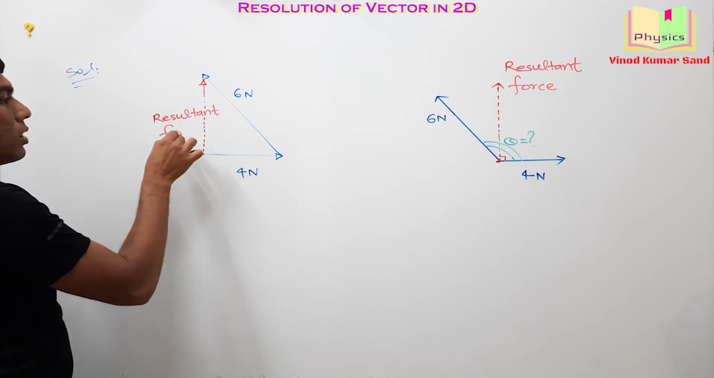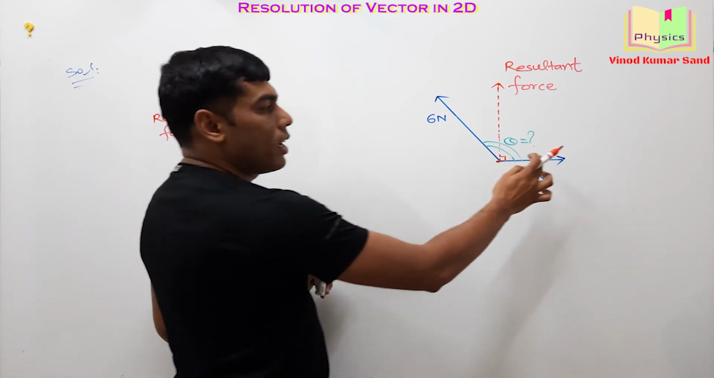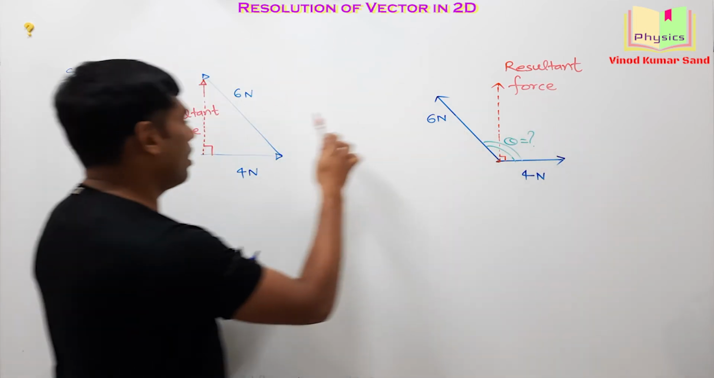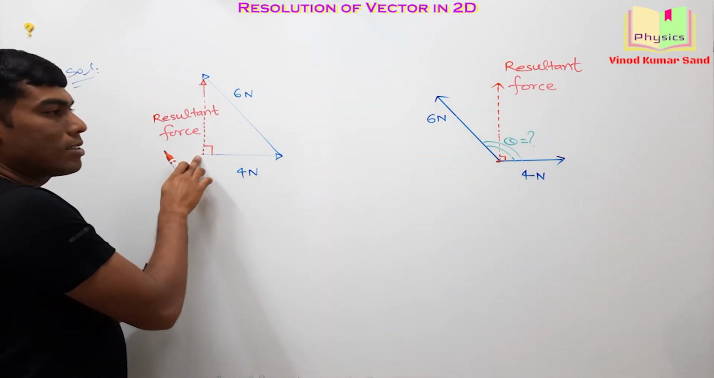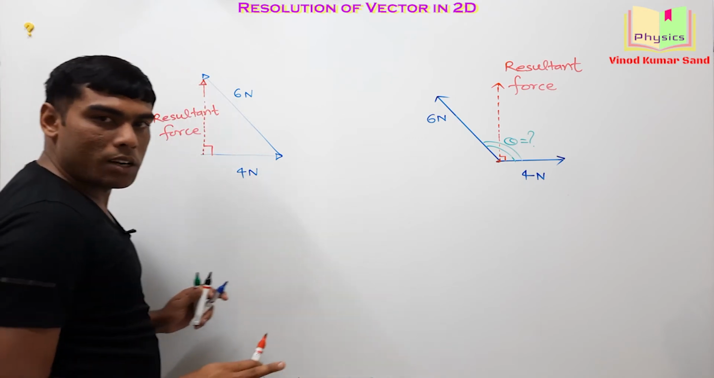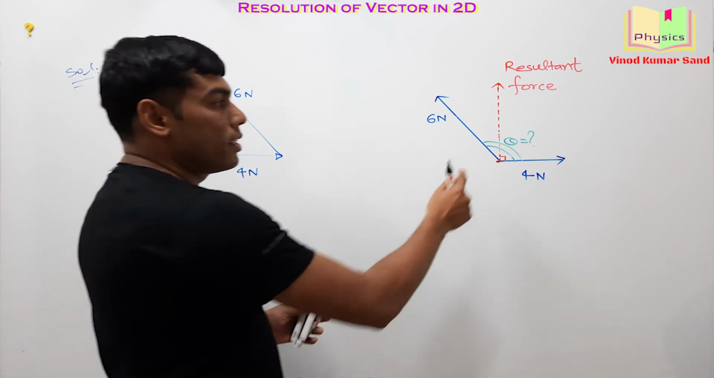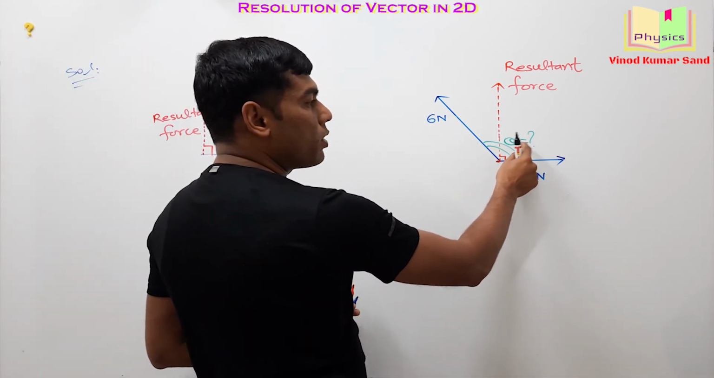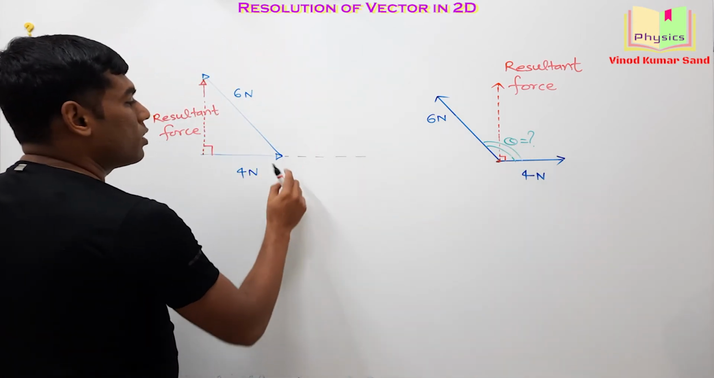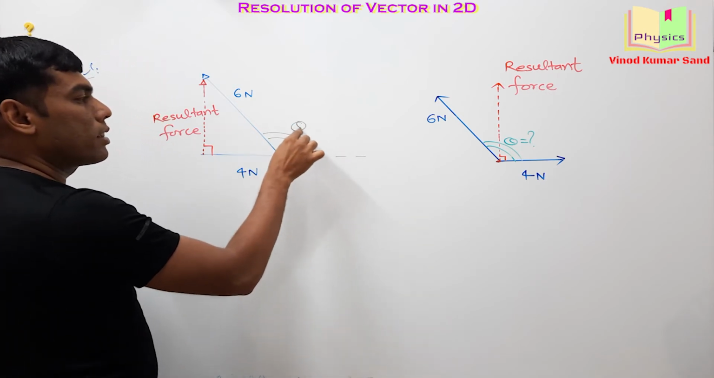Do you agree with this diagram using the triangle law of vector addition? On the head of 4 Newton, I am placing the tail of the 6 Newton force. Then the resultant will start from the tail of the first force and will end at the head of the second force. Okay. Now, we need which angle? The angle between the 4 Newton force and the 6 Newton force. It means technically you can bring the 4 Newton force here and you require this angle theta.